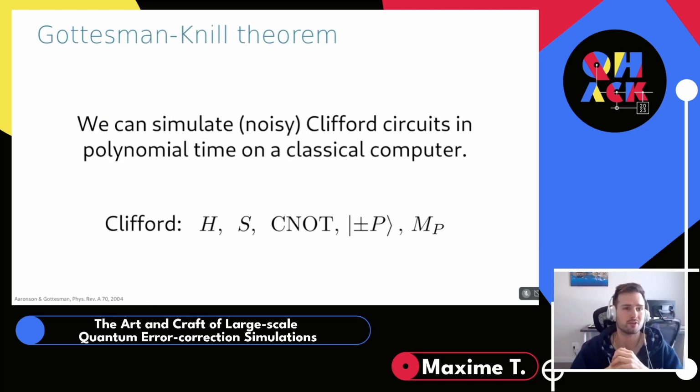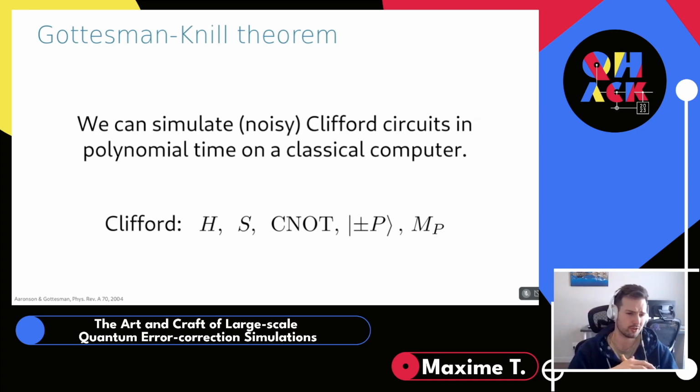The trick is based on the Gottesman-Knill theorem. The Gottesman-Knill theorem is a really important theorem in error correction, and it says that we can simulate noisy Clifford circuits in polynomial time on a classical computer. If you're less familiar with this wording, polynomial time means that we can do it efficiently, in a reasonable amount of time. We're talking hours, days, maybe weeks, instead of a year, millions of years, the age of the universe. So something that we can scale quite efficiently.